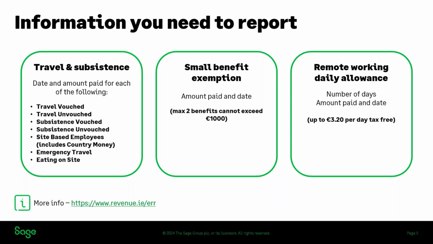The other categories you need to report are small benefit exemption items. So when you provide a small benefit, tax-free, you need to report the amount of that benefit and the date it was provided. And you can do this a maximum of 2 times per tax year for small benefits that do not exceed €1,000 in total. And then remote working daily allowance. And for this one, you need to report the number of days, the amount paid, and the date of the payment. And you can pay up to €3.20 per day tax-free under those arrangements.